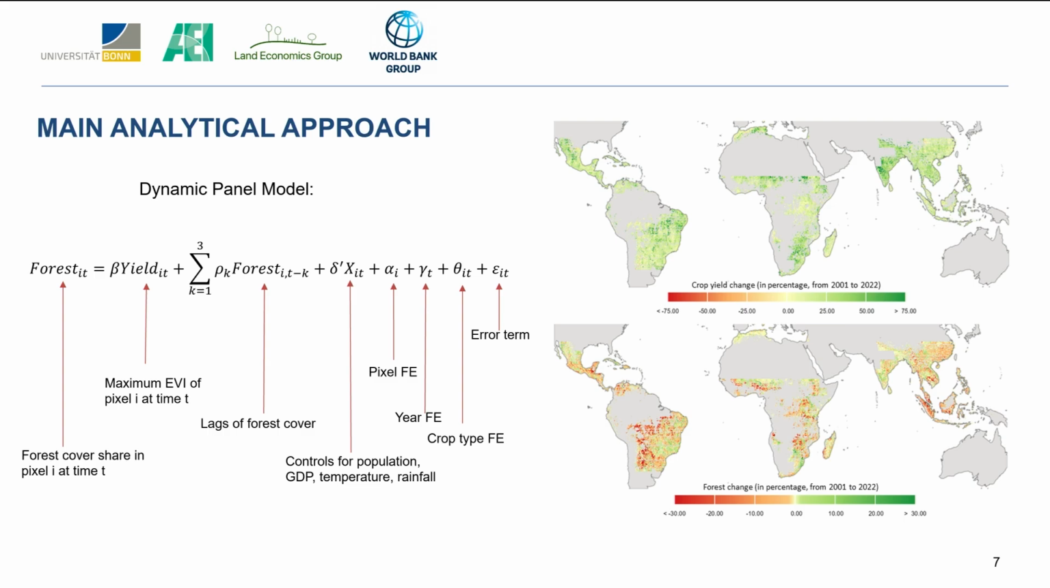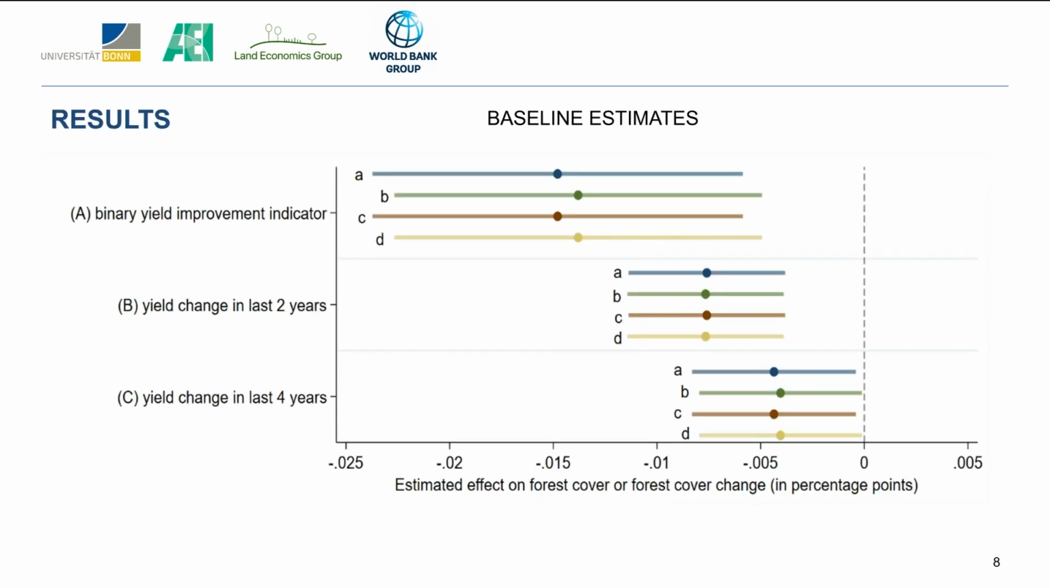In some specifications, we include some additional controls for population and GDP. We always have fixed effects for the pixel, for the 10-kilometer pixel, and for the year. We sometimes include crop type fixed effects, but they don't seem to make a major impact in most specifications. And then error term. So let's get to the results.